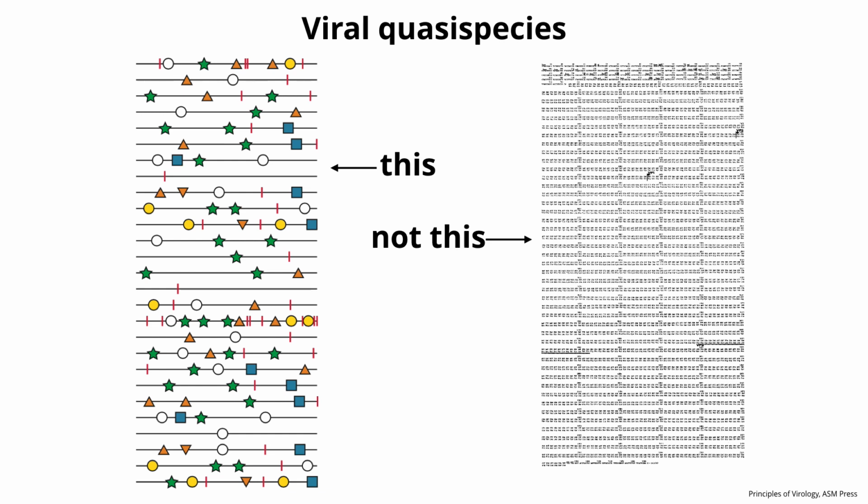So each of these lines is a single genome. You could say it was polio, one of these here on the left, except the differences among the genomes are shown as little stars and triangles and squares and so forth. You can see that almost every genome differs from all the others. That's what's meant by a quasi-species.